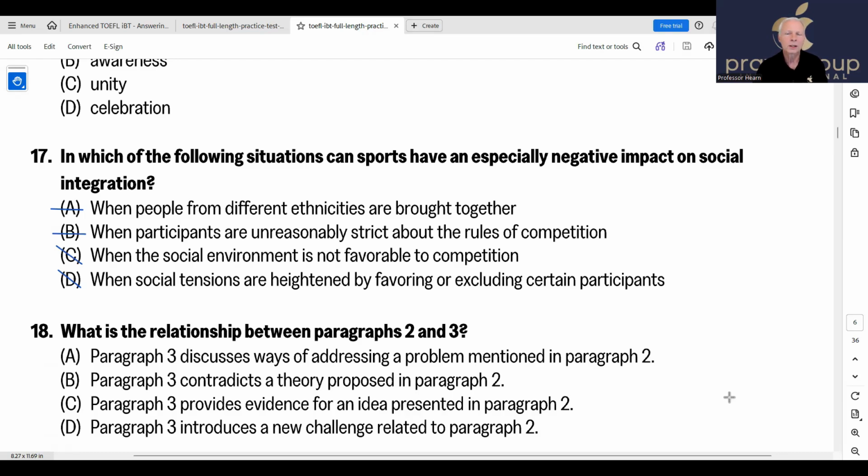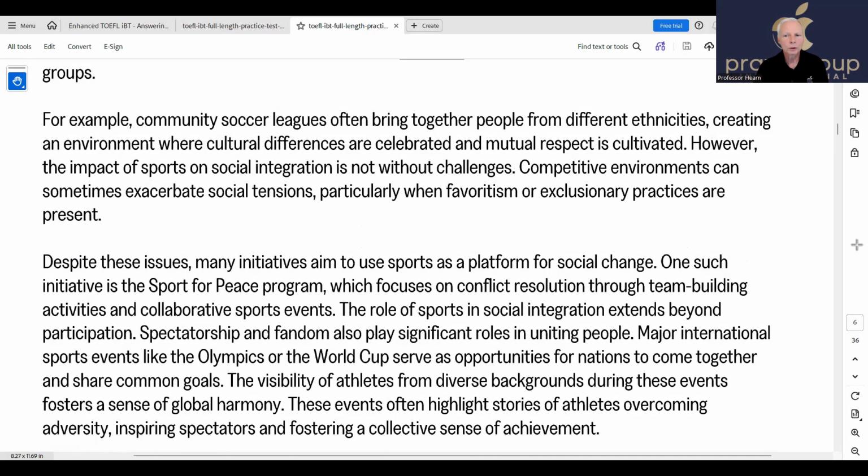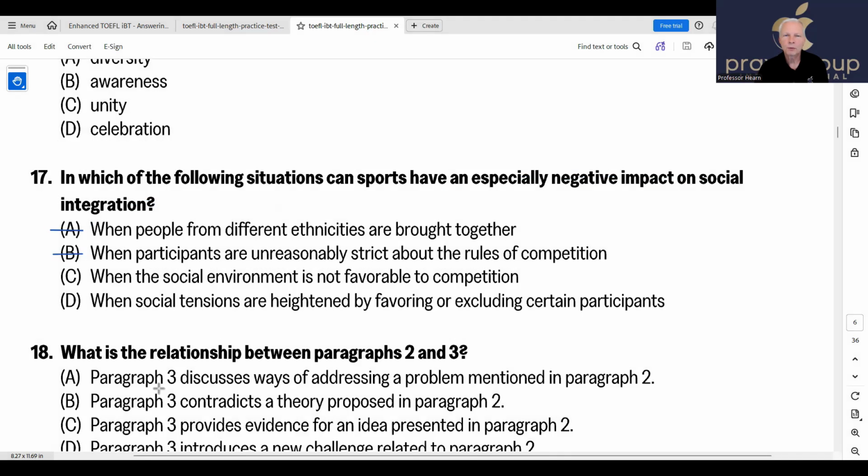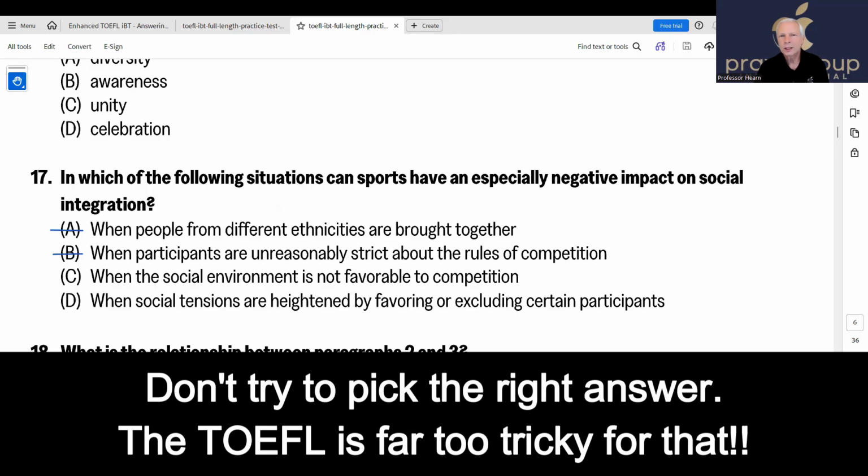Let's take a look again at our sentence. Our clue is talking about competitive environments that sometimes do something bad and create social tensions. And the main point of our sentence is favoritism and exclusionary practices are present. Let's take a look at our choices one more time. Now we've already eliminated choices A and B, and between choices C and D, which one is less like the main idea of our clue in the passage?